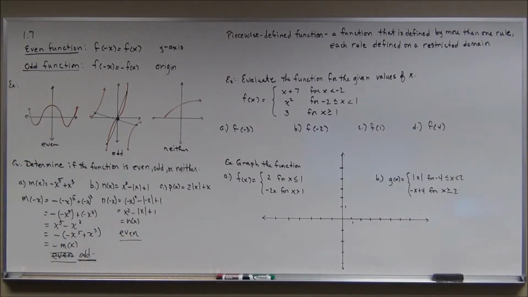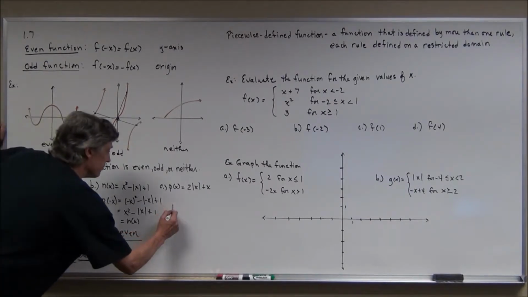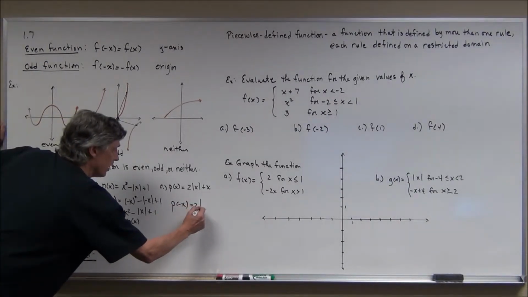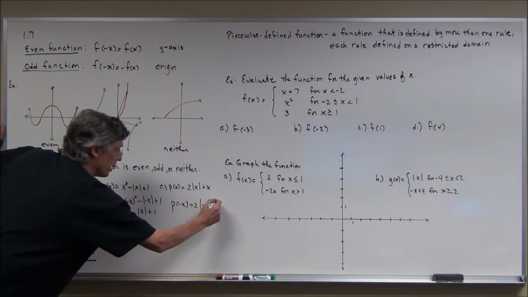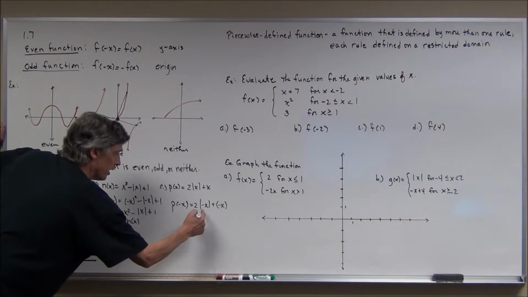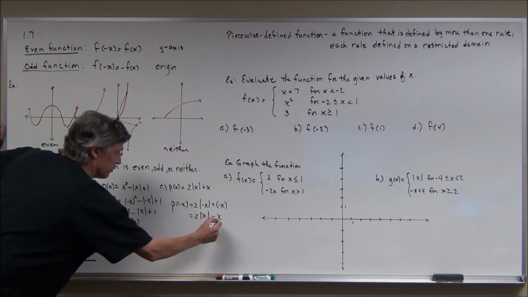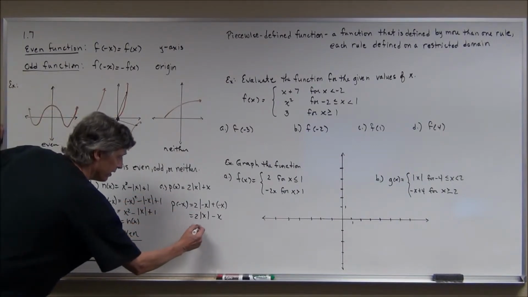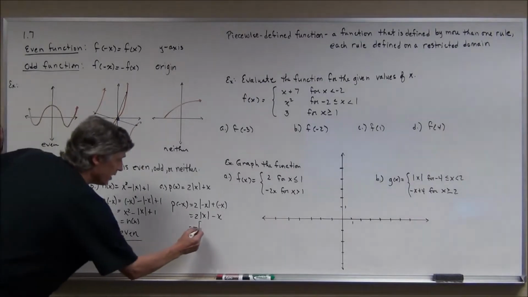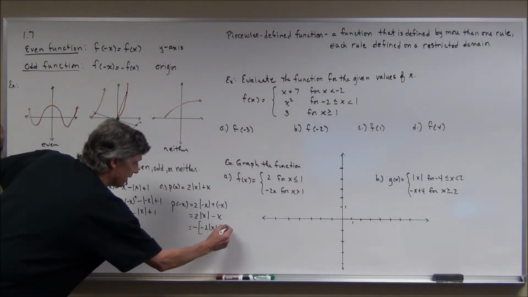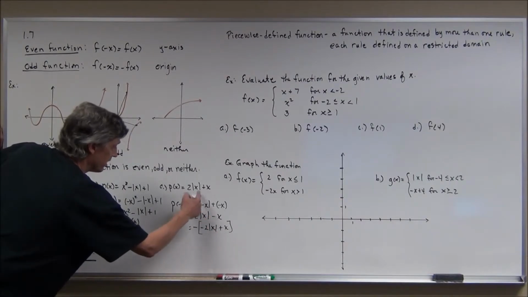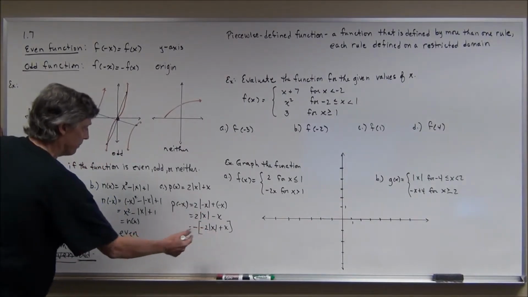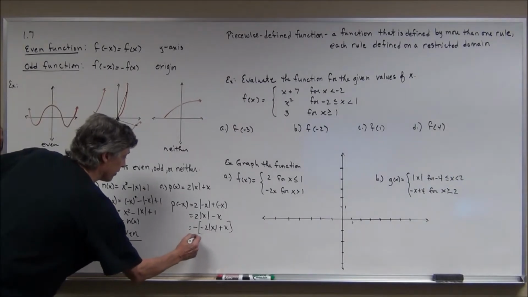Thinking ahead, and what I'm going to do next, I can't keep track of what I'm doing and thinking ahead at the same time anymore. I'm getting too old. P of the opposite of x is equal to 2 times the absolute value of the opposite of x plus the opposite of x. So this is 2 times, of course that's the same as the absolute value of x, and this is minus x. Well, that's not the original, and if I factor out a negative, like I did in this example here, I get negative 2 times the absolute value of x plus x, and this is not the same thing, so it's not the opposite of the original or the opposite of p of x, so this one is a neither.